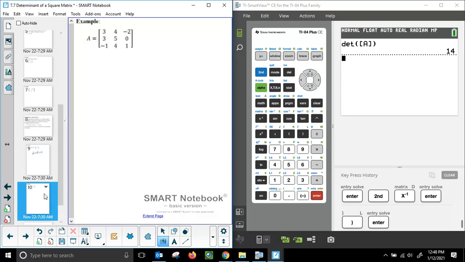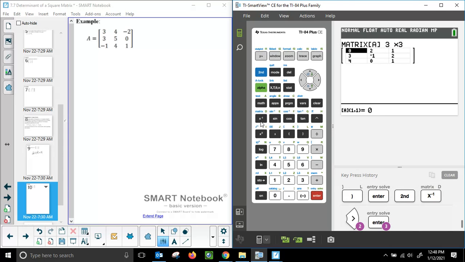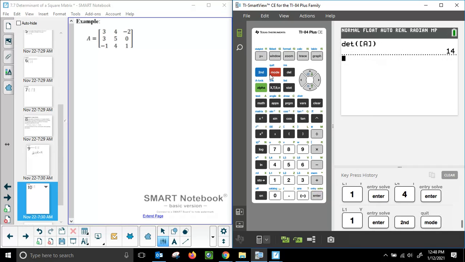We can try again. We can go back to our matrix menu and edit our matrix. This is also a 3 by 3. So we have 3, 4, -2, 3, 5, 0, -1, 4, 1.